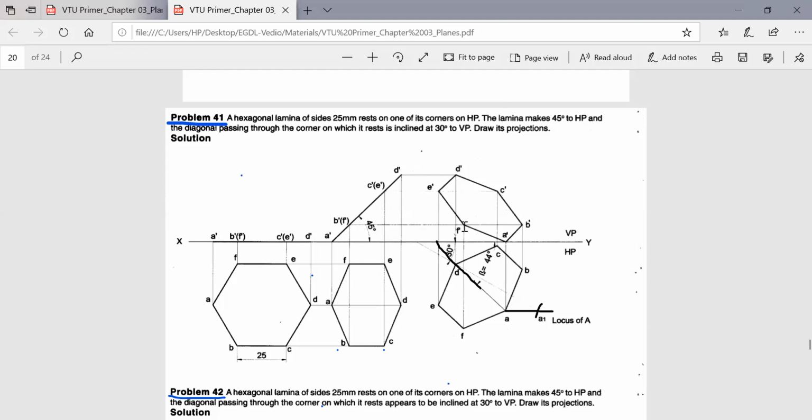After that, please join all A dash to B dash, B dash to C dash, C dash to D dash, D dash to E dash to F dash and back to A dash. Do this using the dark pencil. So you will get the last stage of the problem, which is our front view. So this is the way you have to solve the problem.